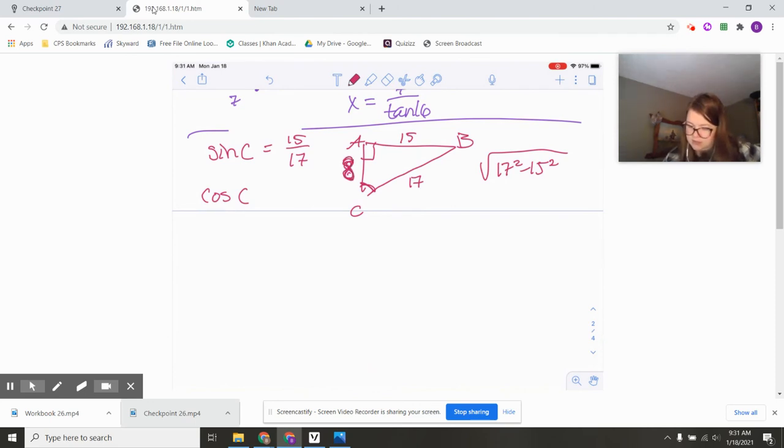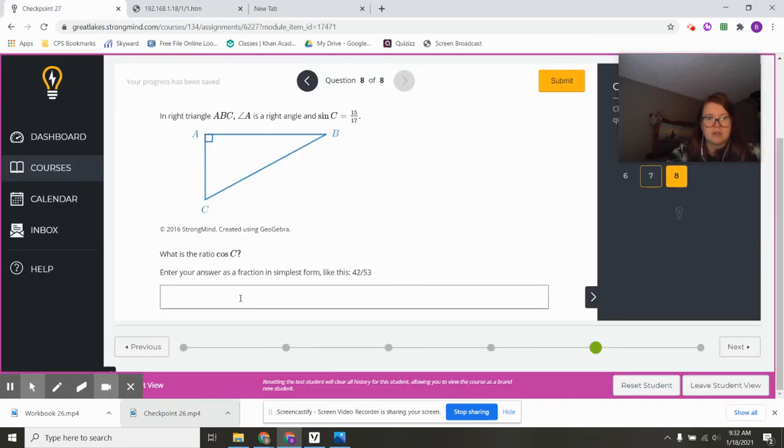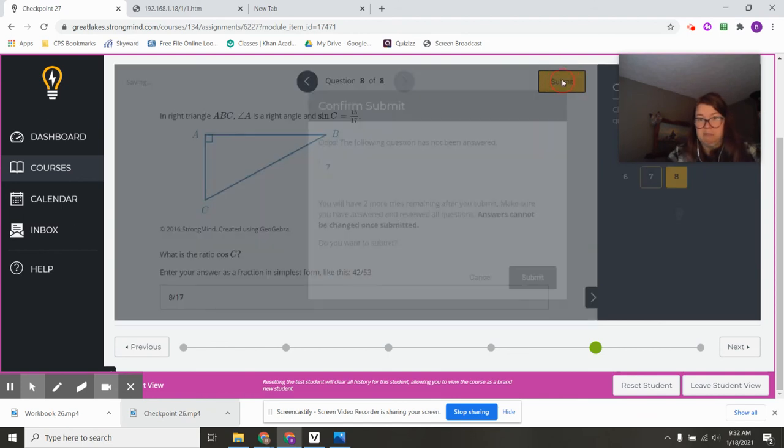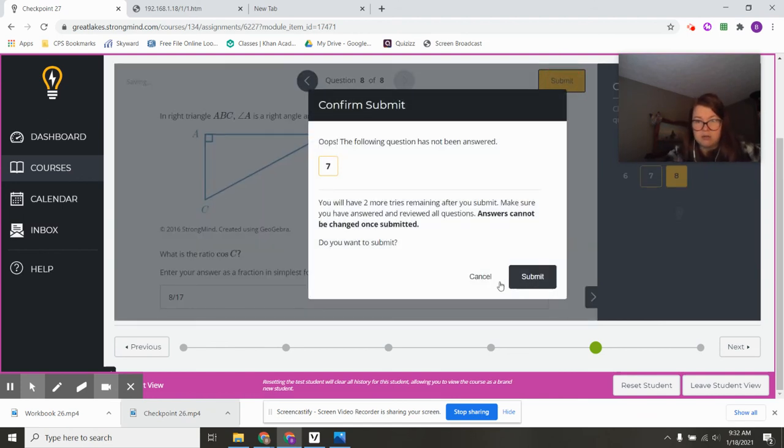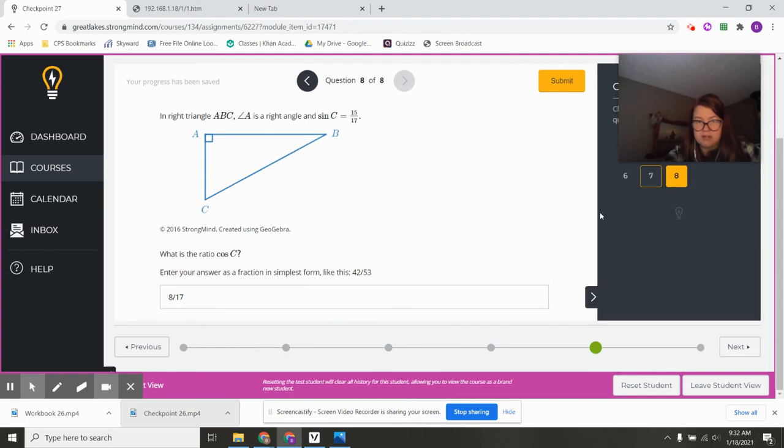And then I want the cosine. So the cosine of C is the adjacent, that's the one right there, over the hypotenuse, which is 17. So we would just put in 8/17. Right here, 8/17. And I know I've done everything right. Double check things, right? Oh, no. Apparently I didn't finish number 7.